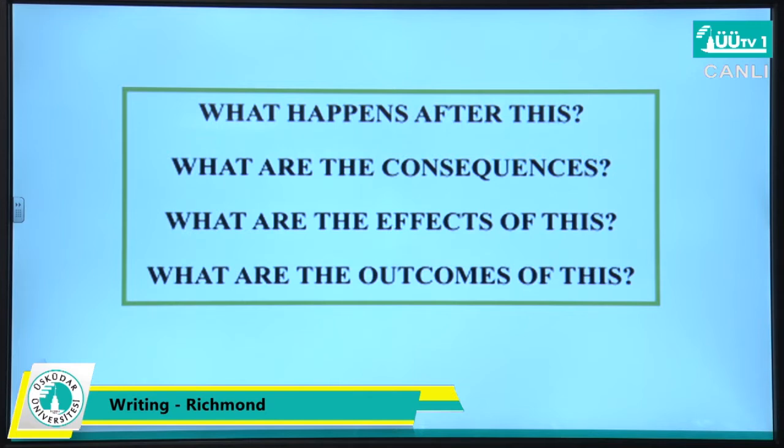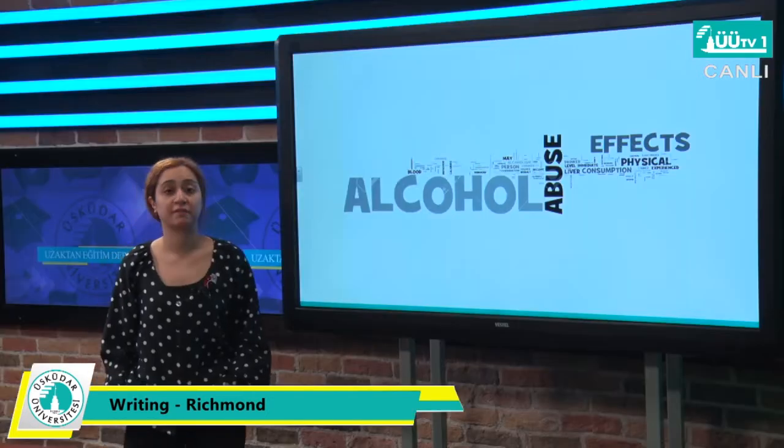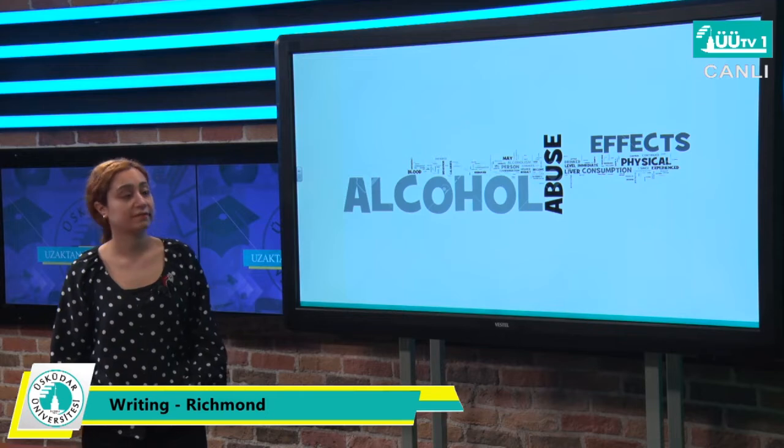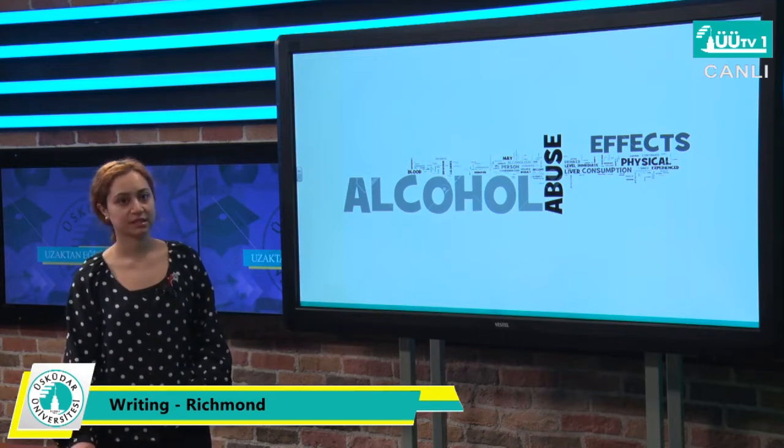Before writing the effect paragraph, we need to ask these 4 questions. We need to ask what happens after this, what are the consequences, what are the effects of this, what are the outcomes of this. Let's say our topic is alcohol. We need to ask ourselves, what are the results of using alcohol? We can say it has physical effects, it has psychological effects, it has effects on behaviors. We are just giving examples.